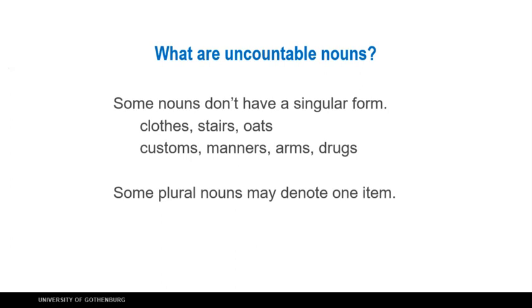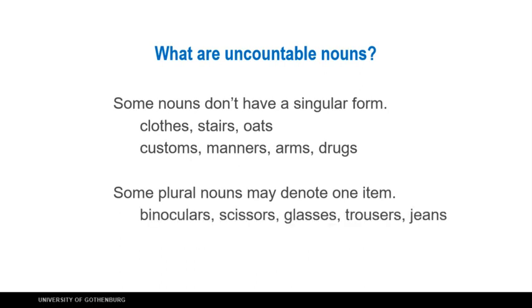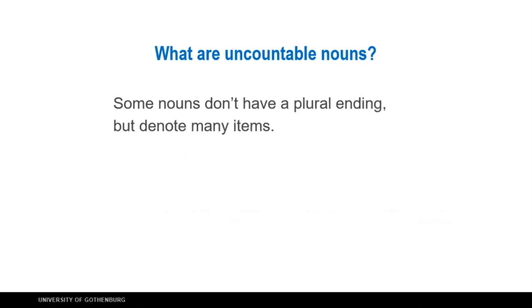And some plural forms denote one single item or may denote one single item, such as binoculars, scissors, glasses, trousers, jeans. And some other nouns don't have a plural ending, but they still denote many items, objects, persons, such as people, police, cattle, clergy.